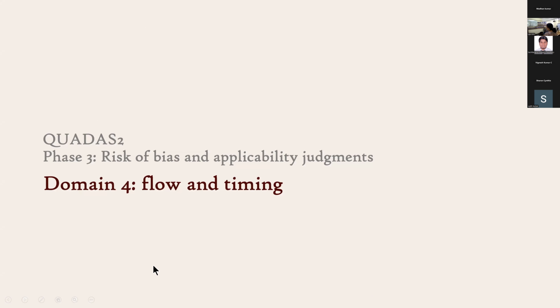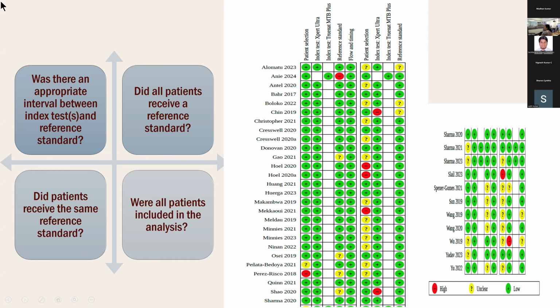Now the fourth domain is flow and timing. So this I have not divided into each question separately, but the questions under it are: was there an appropriate interval between index test and reference test? Now this mostly comes where, for example, you do a procalcitonin in sepsis, and then you take the culture 48 hours or 72 hours later. The culture may come back negative because you've now given antibiotics. So were the tests taken at the same time? But in this case, mostly your culture is taken from the same sample. So I don't think that's a concern here.